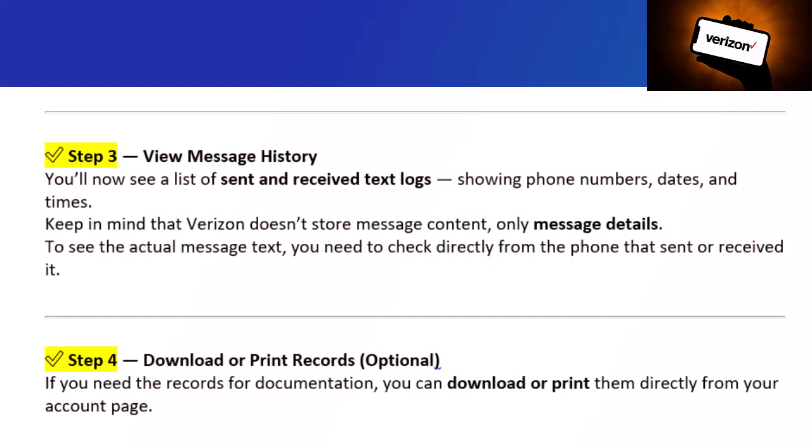Step 3. View Message History. You'll now see a list of sent and received text logs showing phone numbers, dates, and times. Keep in mind that Verizon doesn't store message content, only message details. To see the actual message text, you need to check directly from the phone that sent or received it.